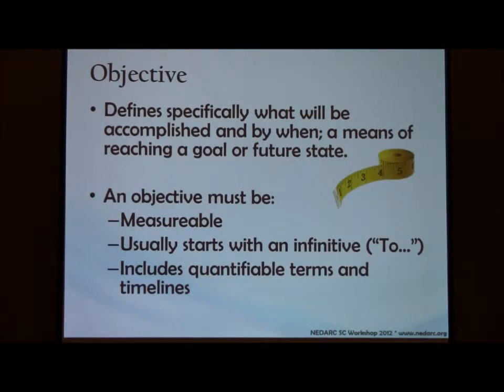So how is this different from an objective? An objective defines specifically what will be accomplished and by when, and it's a means of reaching a goal or future state. So it should be measurable. It usually starts with an infinitive like to assess or to conduct, and it should include quantifiable terms and timelines.